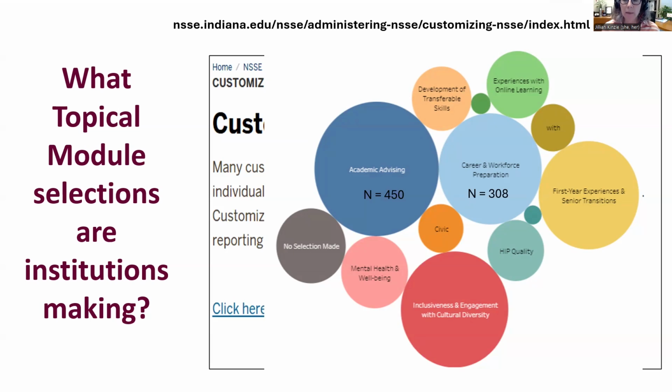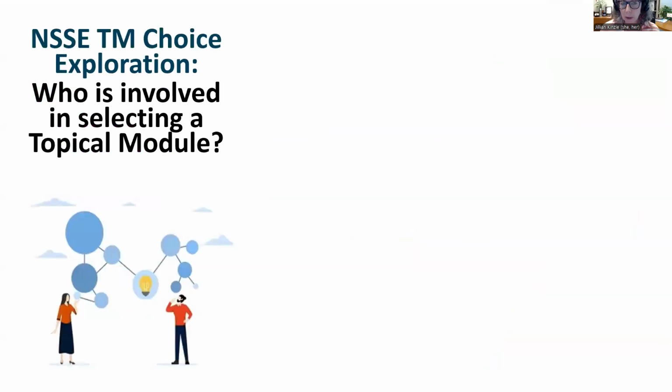In this case, academic advising has been deployed at 450 institutions, career and workforce at 308. So you can search for this on each of the modules, again, giving you a sense of how popular these modules are. That might influence your choice.